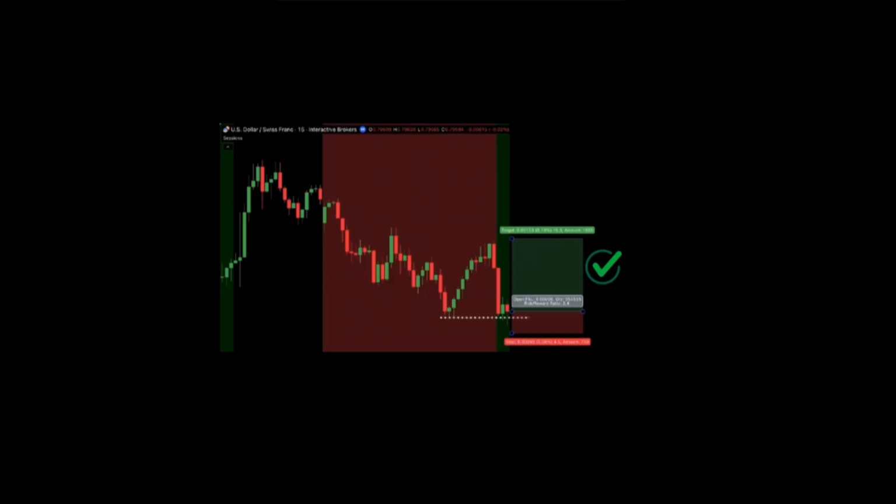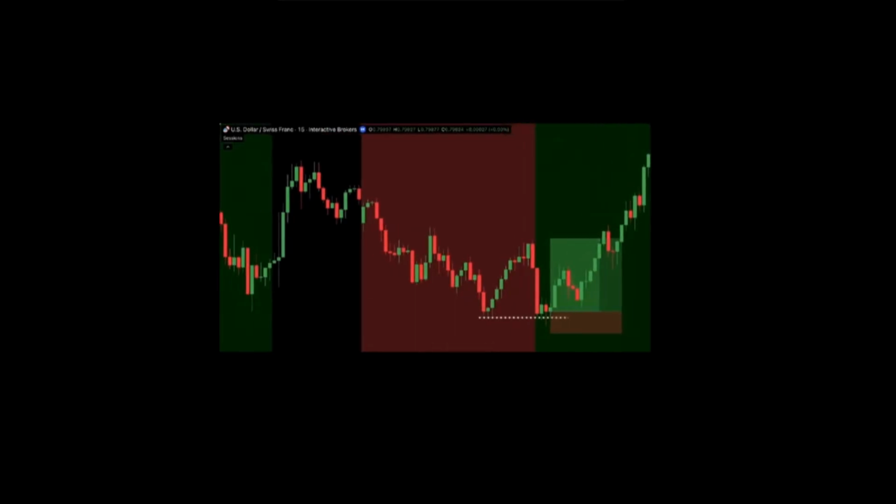Now look at what happened next. Price exploded in our direction, hit the 3.4 reward target easily, and continued moving higher. The setup didn't just work, it paid out 3 times more because the target placement was smart.